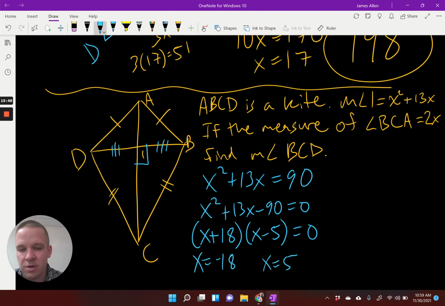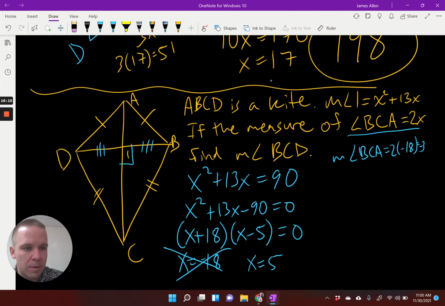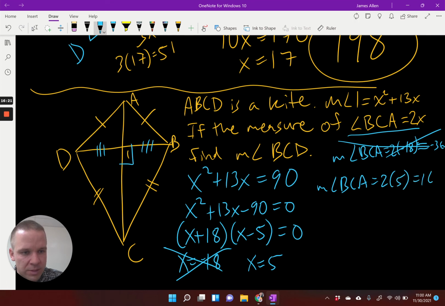Positive and negative values are fine until I plug them back in. I have to make sure I don't get negative lengths or negative angle measures. Because angle BCA is 2x, I have to eliminate negative 18, since that gives me negative 36. Angle BCA equals 2 times negative 18, which is negative 36. That's not okay. But angle BCA equals 2 times 5, which is 10. That works. So BCA is this one here, 10.